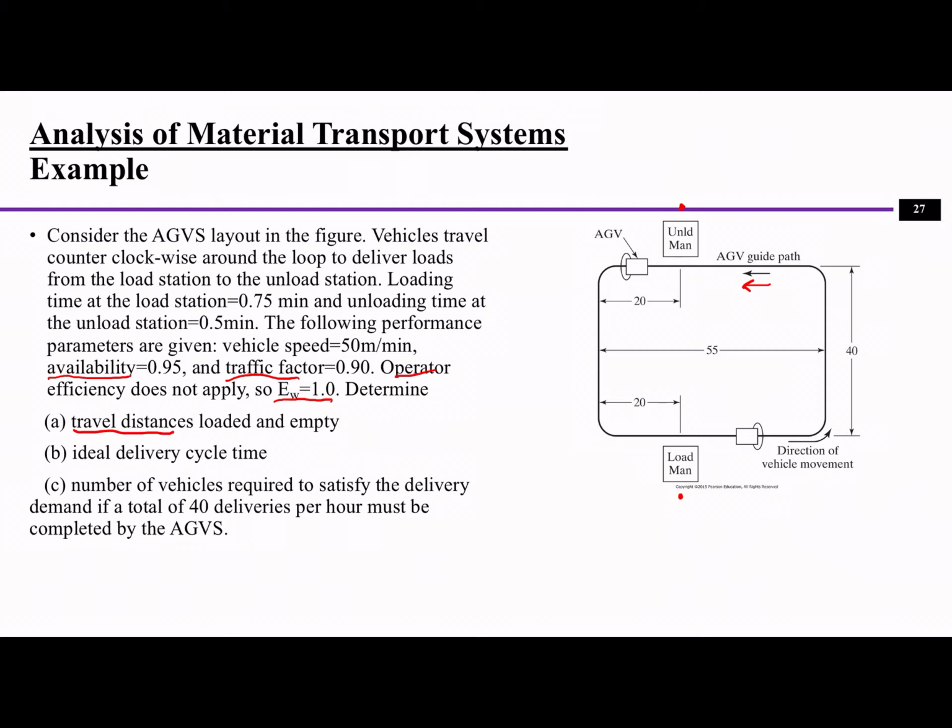All right, so first let's look at the travel distances. Basically there are two distances. One is the loaded, the other one is empty. For loaded, we can see the vehicle will be loading the material here and unloading here, which means the vehicle is traveling this distance, right? We just need to calculate how long it is. We know this is 20, this is 55, so this should be 35. This is 40, and this is another 35. You can find out it is actually 110 meters.